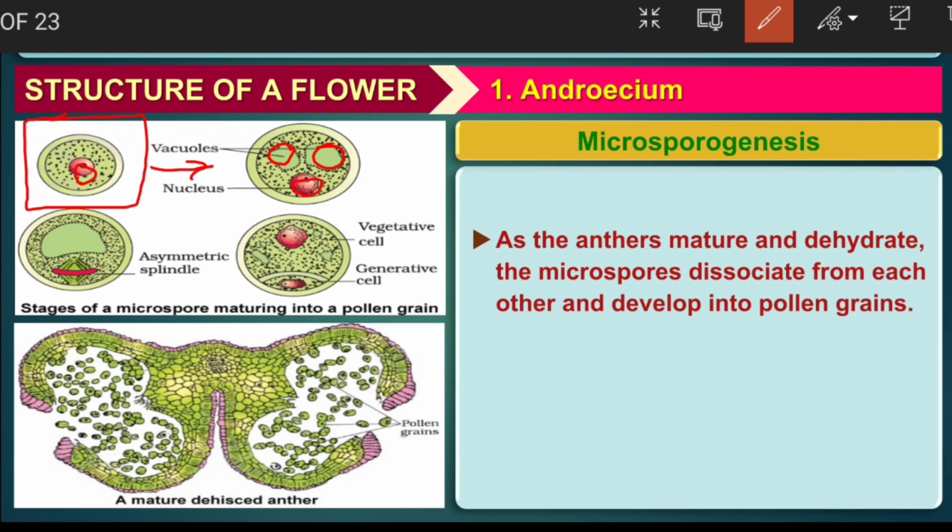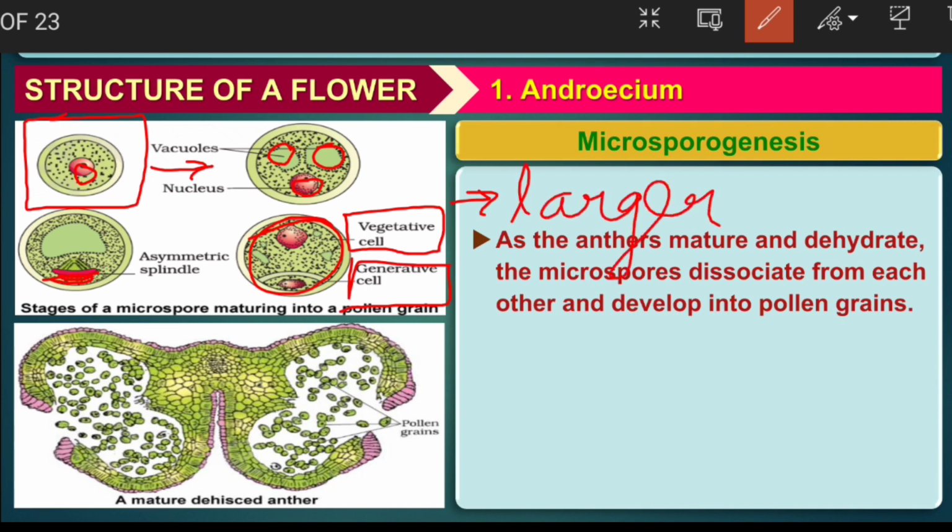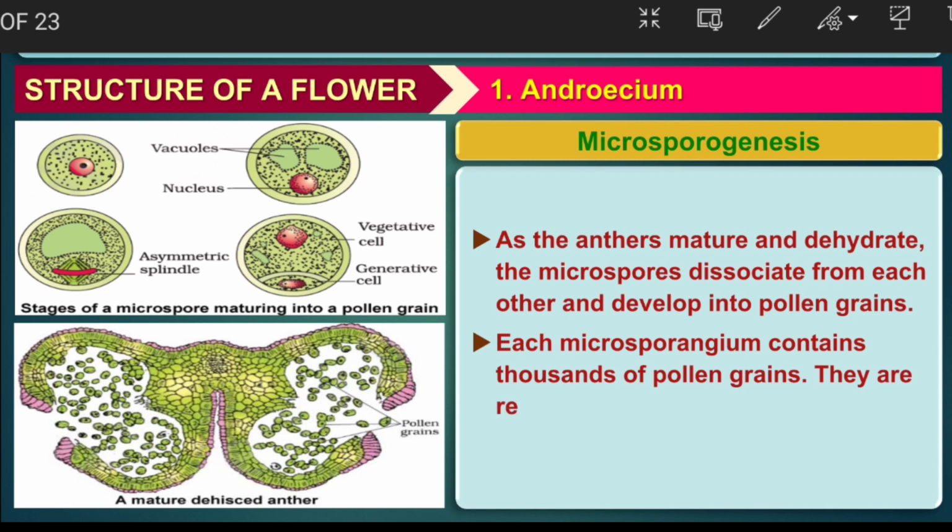In the next step, this nucleus now will divide, and as a result there will be a formation of two cells. One is the vegetative cell and the other is the generative cell. The mature pollen grain consists of the vegetative cell, which is larger in size, and the generative cell, which is smaller in size. Each microsporangium contains thousands of pollen grains, and they are released with the dehiscence of anthers.